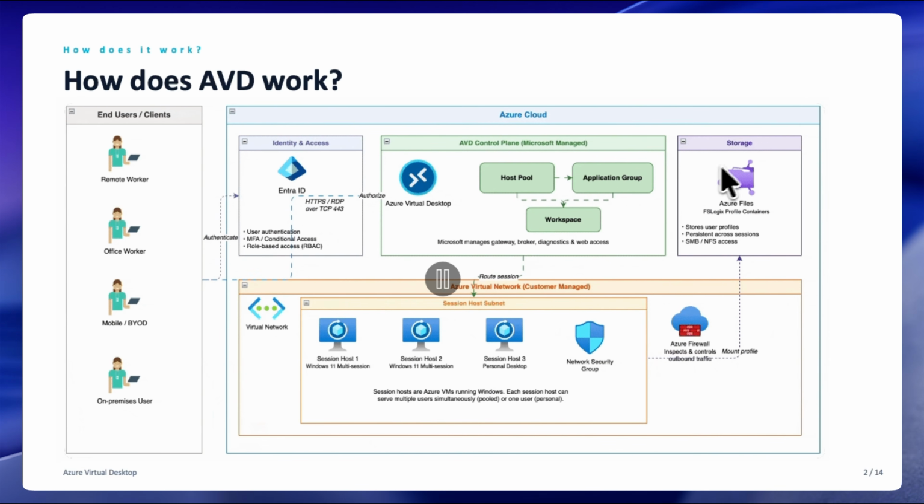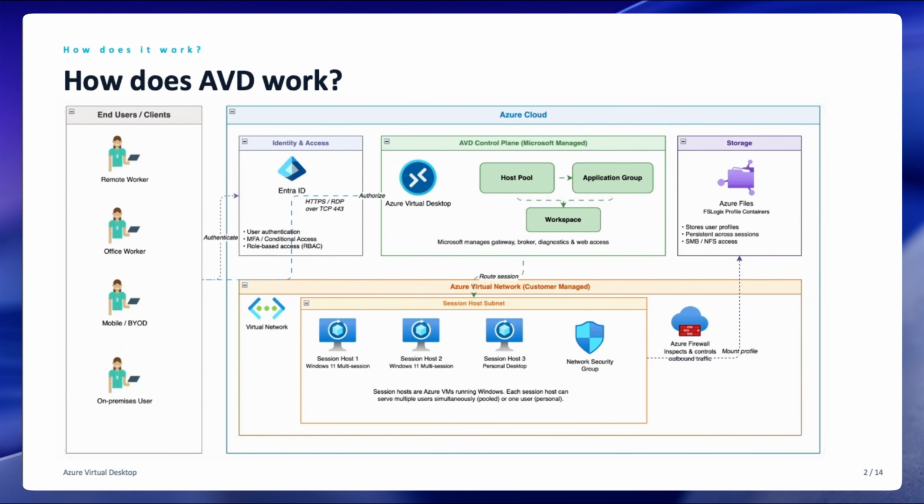And last but not least, you can also deploy Azure Files, which you will use to store the FSLogix profile containers. FSLogix is just a separate piece of software that you run on your Azure Virtual Desktop session hosts in order to attach these user profiles. For the clarity of this demo, we are going to deploy the AVD control plane: the Azure Virtual Desktop host pool, the workspace, and the application group. Microsoft will manage the gateway, broker, diagnostics, and the web access. We don't have to do anything with certificates anymore.